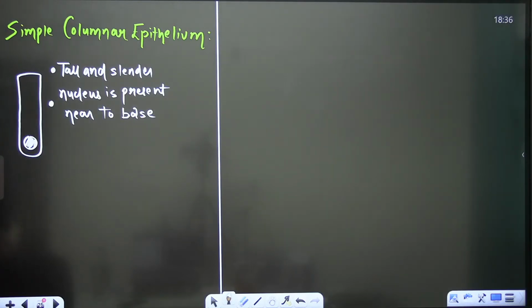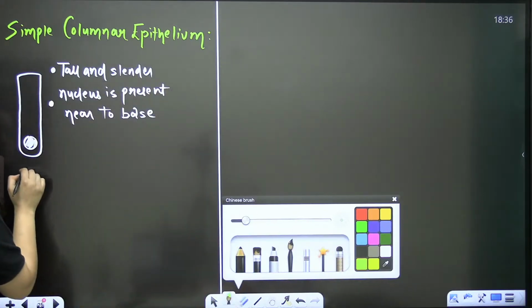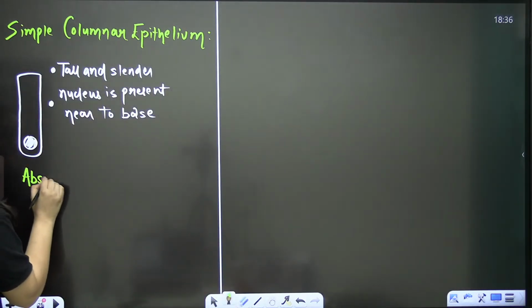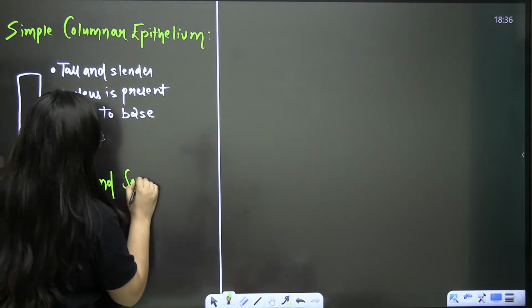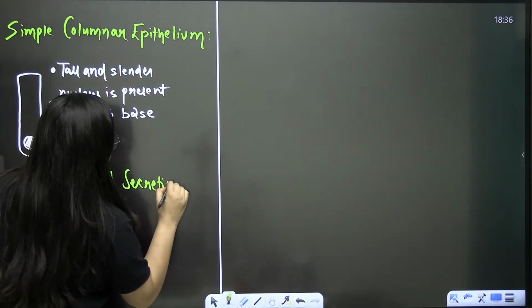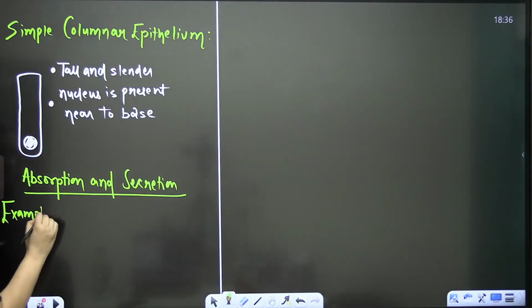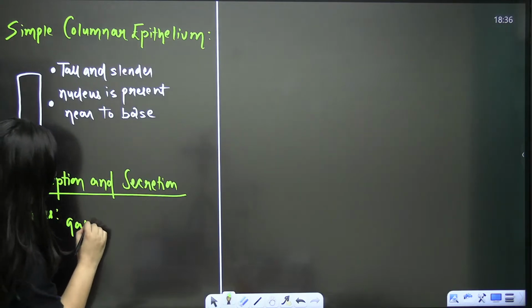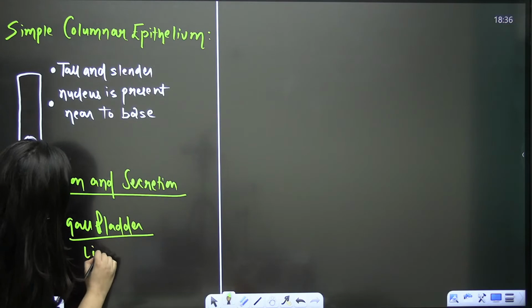These cells mainly help in absorption and secretion. So in the gallbladder and the liver, you will see columnar epithelium, right? When you talk about examples, you will see the gallbladder and the liver.